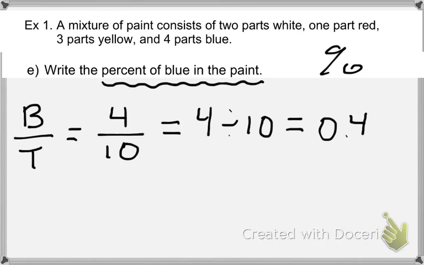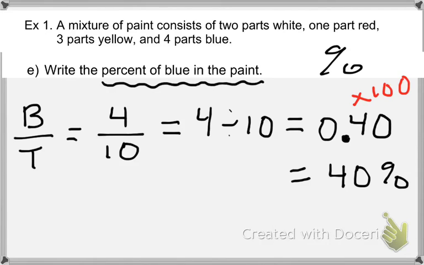0.4. Now remember, I like you to have 2 numbers after the decimal. That's useful here because you can easily see this would be 40%, or you can multiply it by 100 to get the percent. 40%. So you can multiply by 100 to get the percentage.